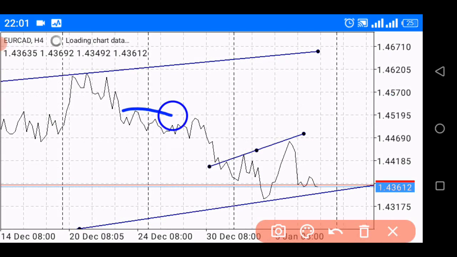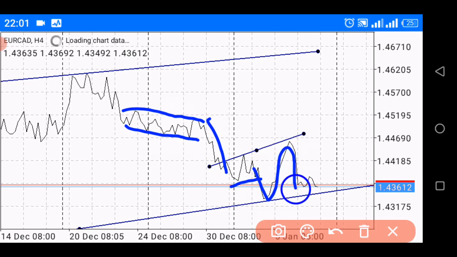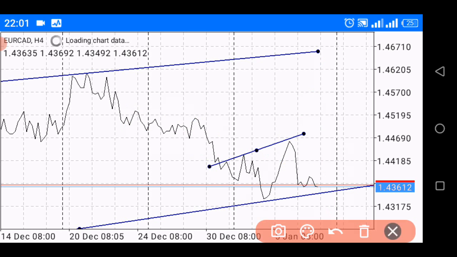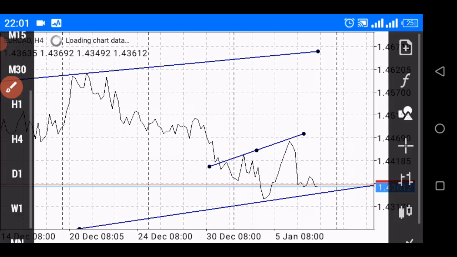We have a flag, we have a little flag here, then we have a breakout, we have a little one here, we have a breakout. We probably have things like this and break it out, or probably coming up like this, but we should wait for the market to give us its reaction.